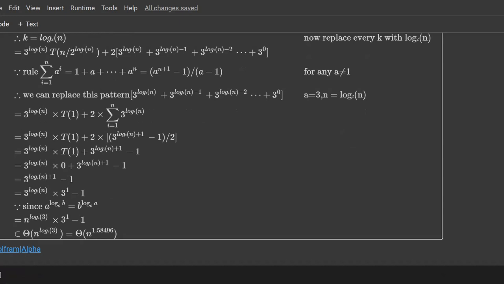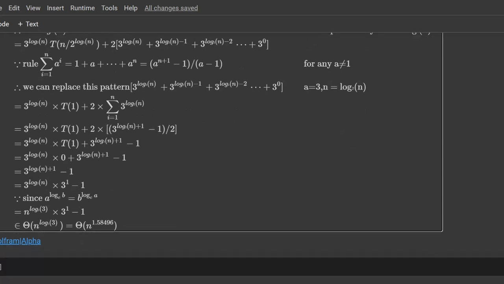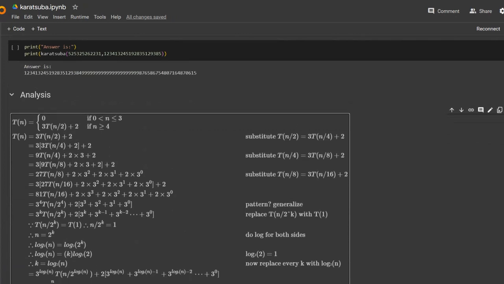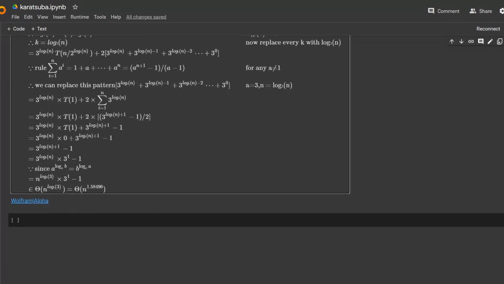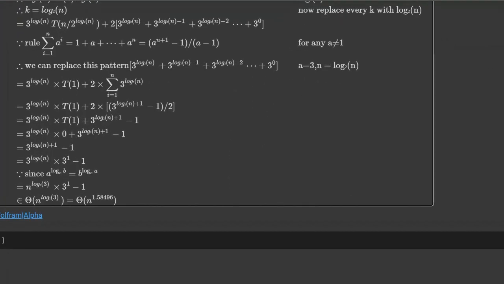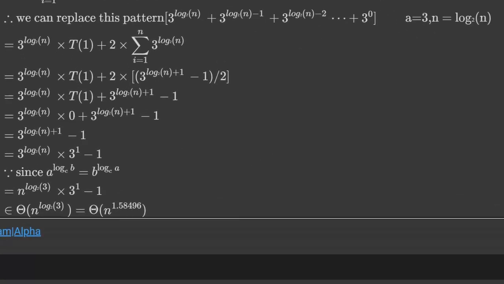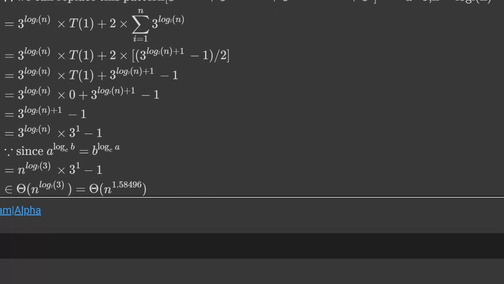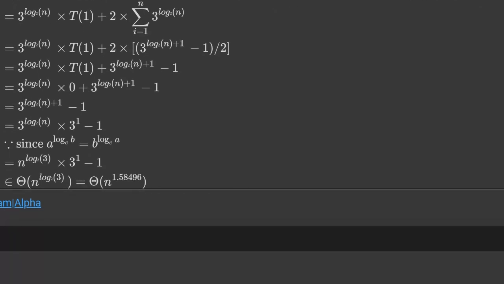After that, we can detect that T of 1 from the rule will be equal to 0. So 0 multiplied by 3 will be equal to 0. After that, we can see a rule that we can exchange the 3 with n. Therefore, we can see that the final analysis will be equal to n log base 2 of 3.